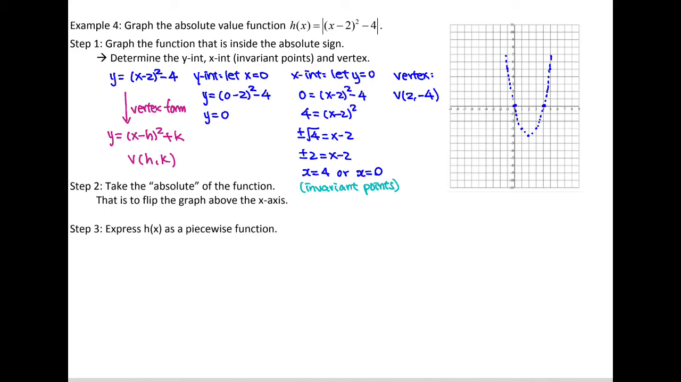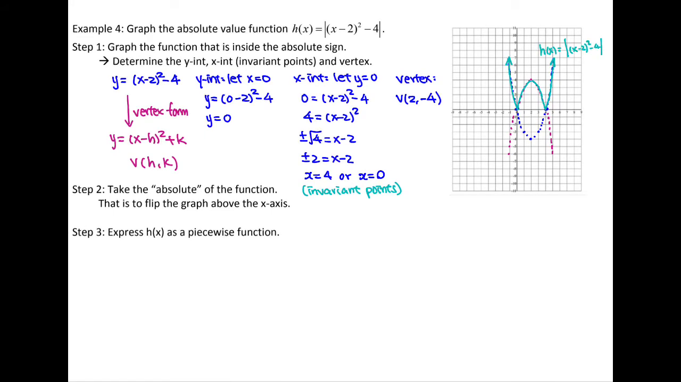Then we use another dotted line, which is in pink here, to graph a parabola that is a reflection of the original parabola along the x-axis. Finally, now we can trace the blue and pink dotted lines that are above the x-axis to graph our absolute value function, h(x).